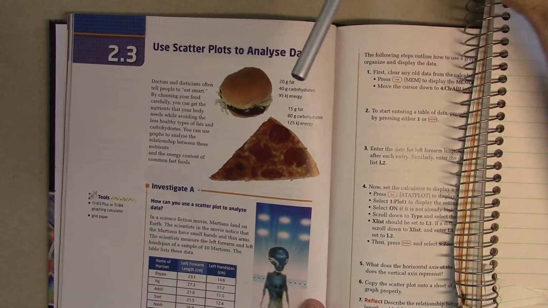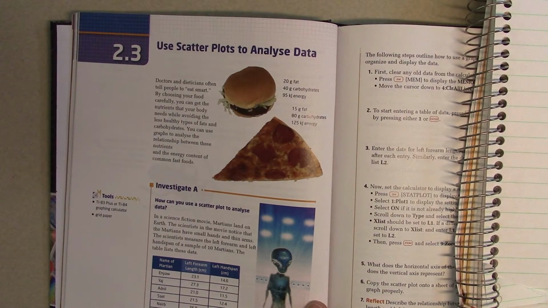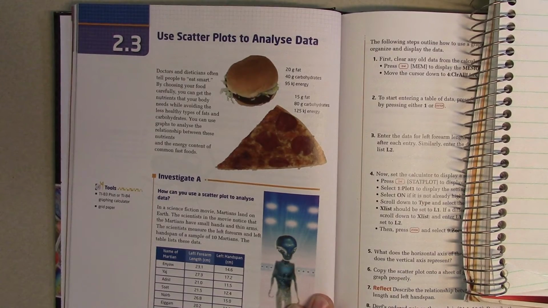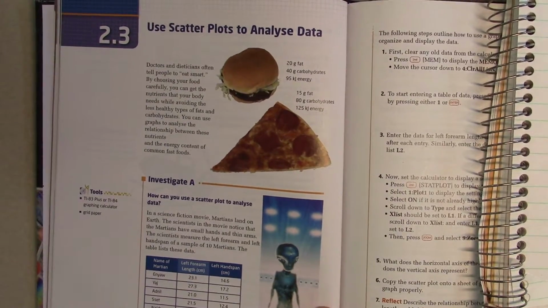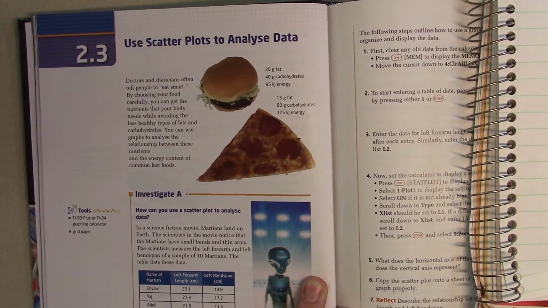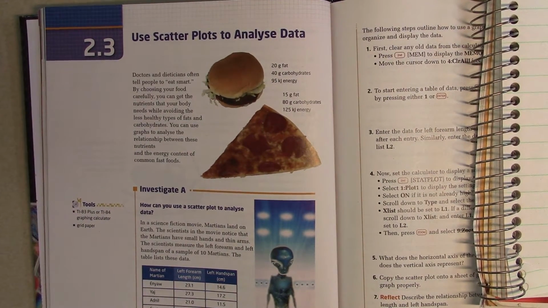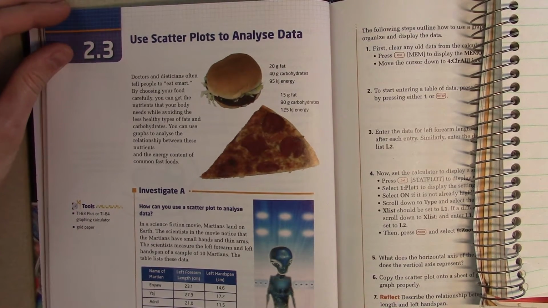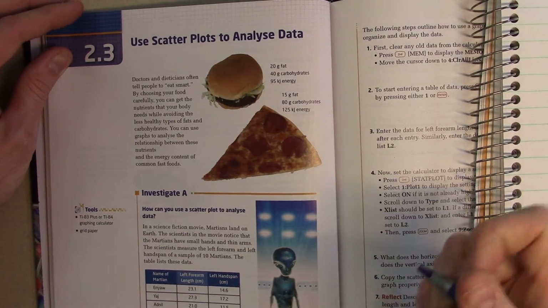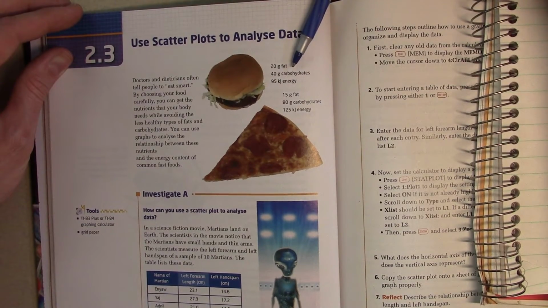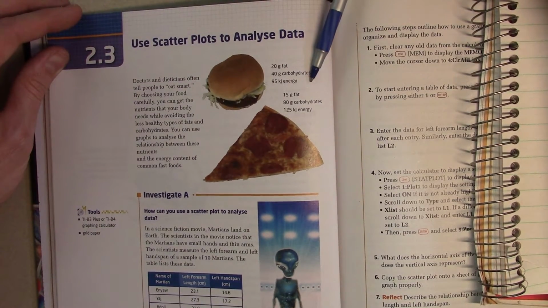Yeah, go ahead, Chris. Doctors and dietitians also tell people to eat smart. By choosing your food carefully, you can get the nutrition that your body needs while avoiding the less healthy types of fat and carbohydrates. You can use graphs to analyze the relationship between these nutrients and the energy content of common fast foods. Okay, so we can create a table then of values of the different nutrients versus fat, carbohydrates, and energy.